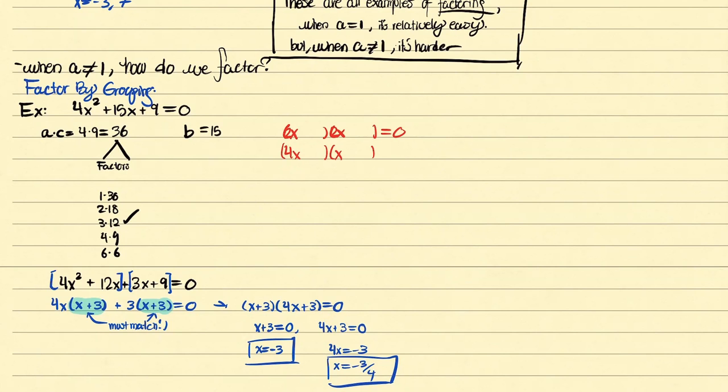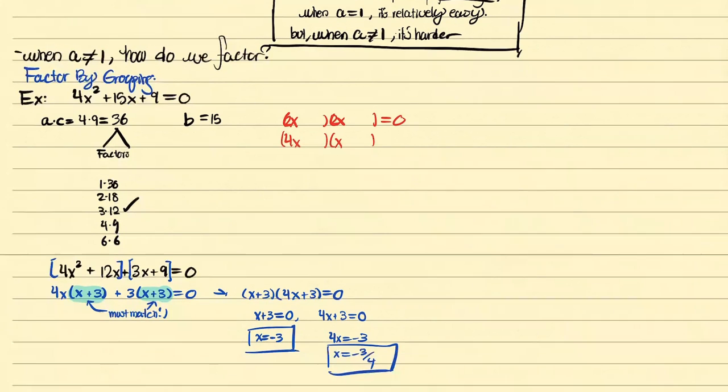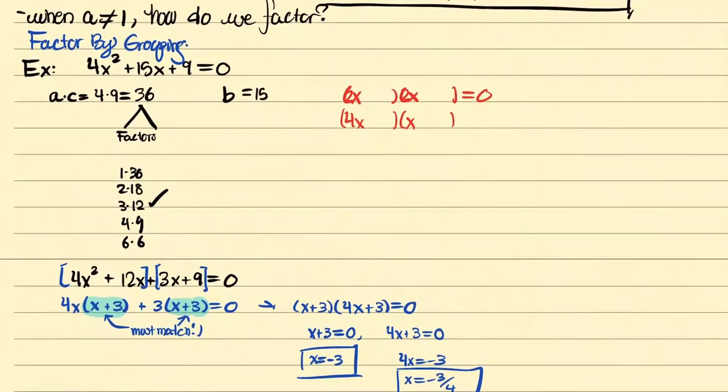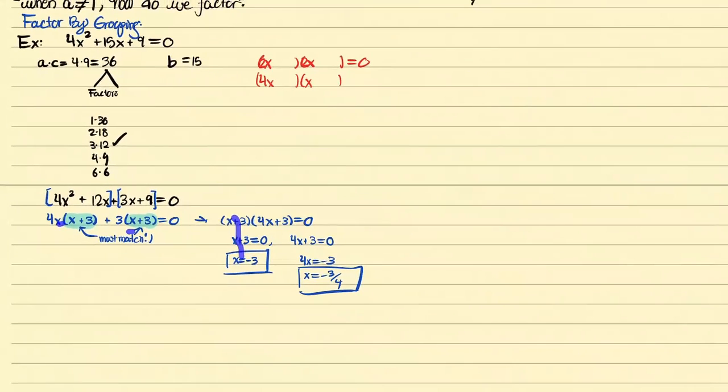It's tedious and will take some practice, but it's not bad once you've gotten that practice in, because it'll just be an algorithm in your mind, right? You're going to multiply a and c together. Then you're going to look at factors of a times c and see what factors make the b term. Once you've got the b term, you split up the b term into those two factors you found, and you factor it out, and then you can do the same thing as before. So we're going to try another example.